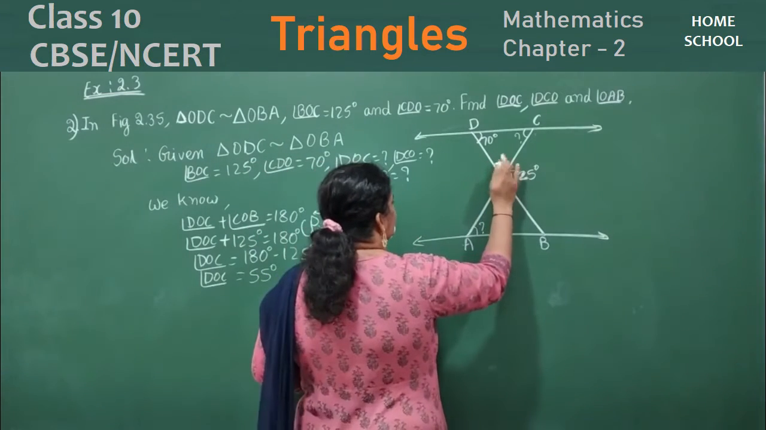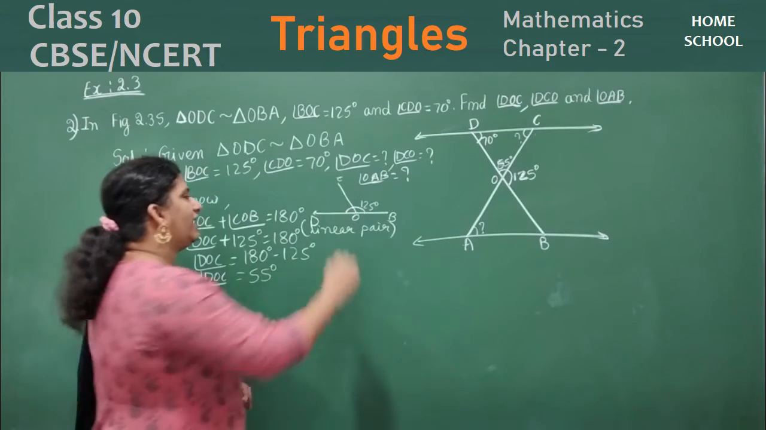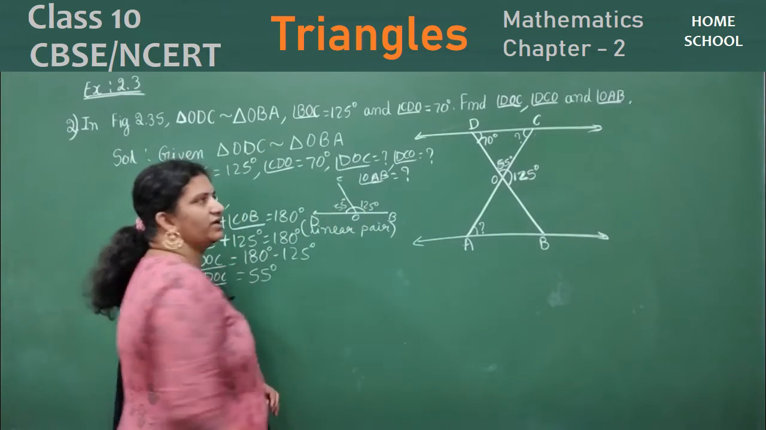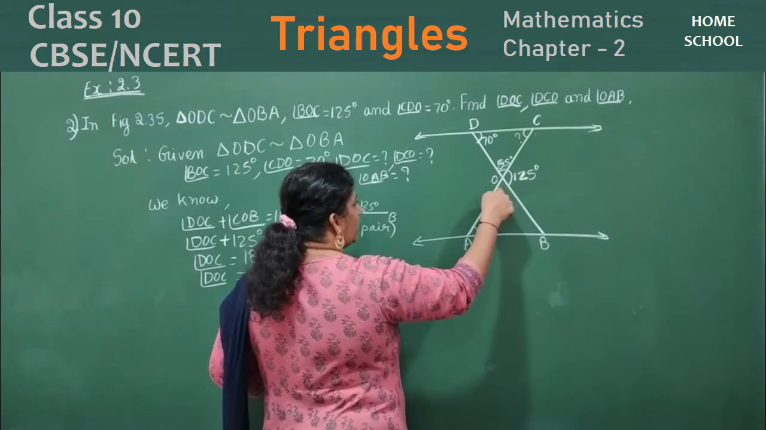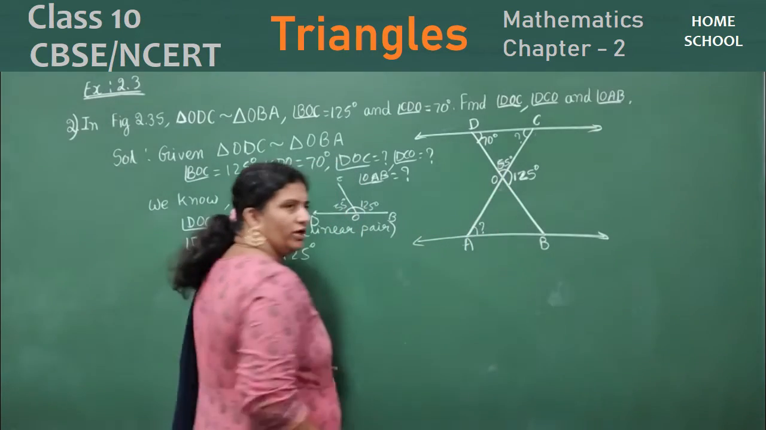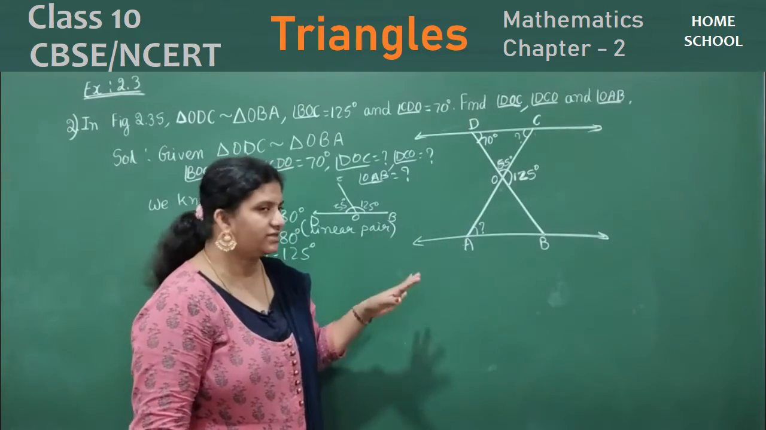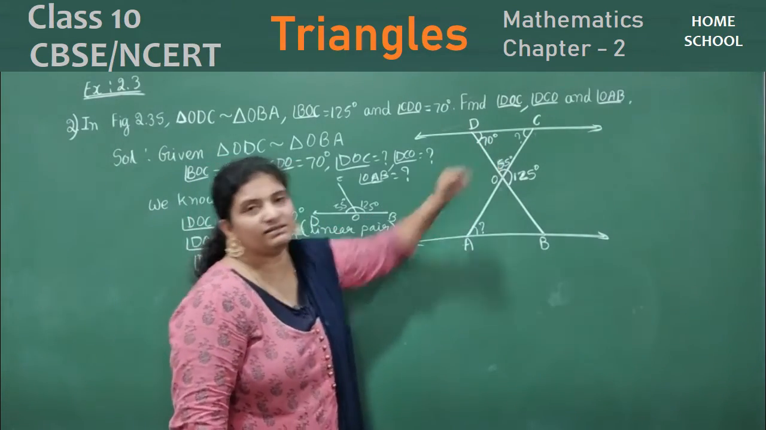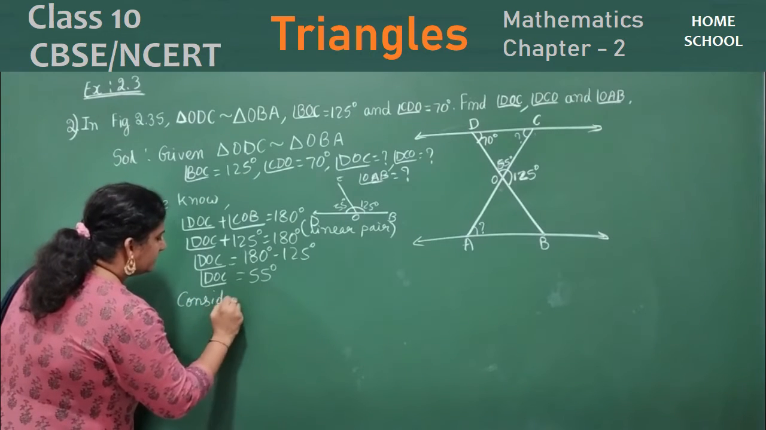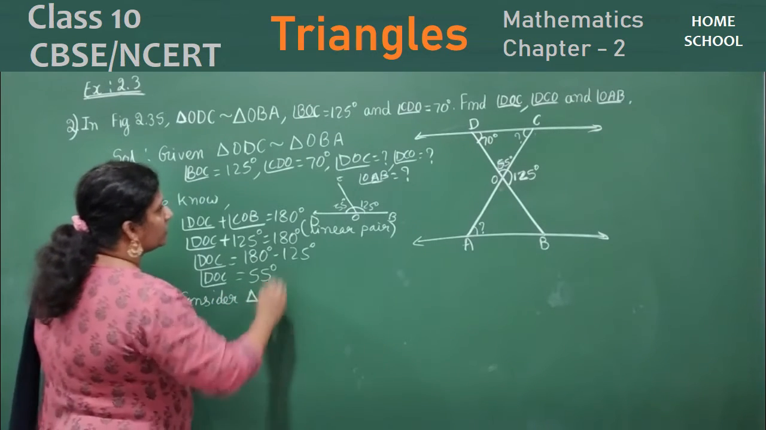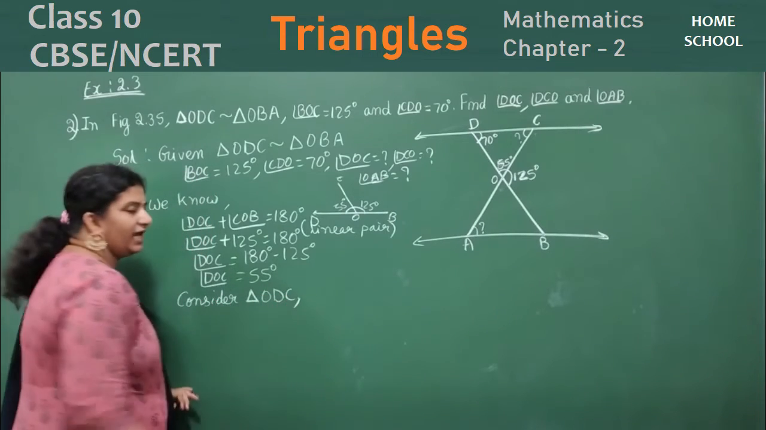So now let's erase this and write here 55 degrees, and this is also 55 degrees. Now immediately what you can write here? Vertically opposite angle, 55 degrees. This other angle they did not ask, so no need of considering this. Now consider this triangle. What is the triangle there? ODC. Again we know something.